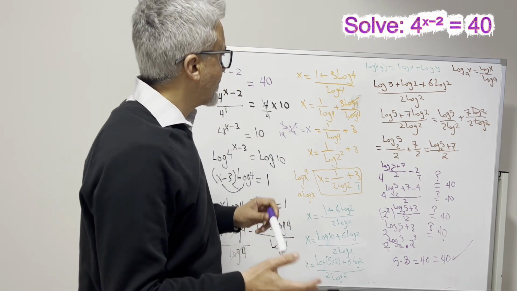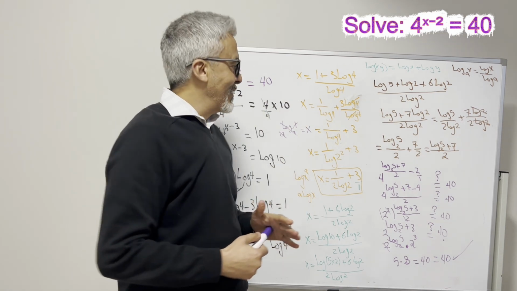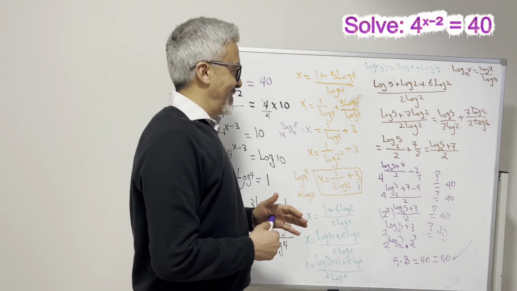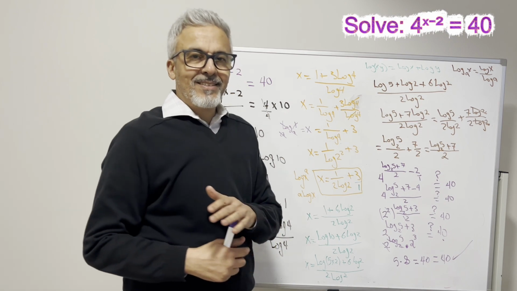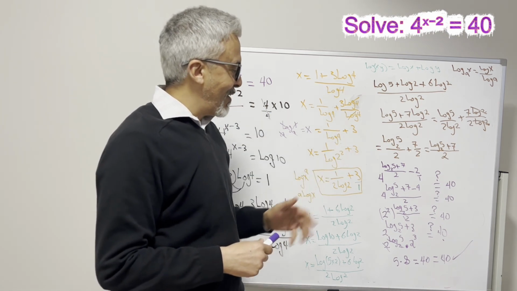So we didn't just solve 4 to the power of x minus 2 equals 40. We verified it, checked it, and confirmed that both sides truly match. That's how you know your solution is correct.